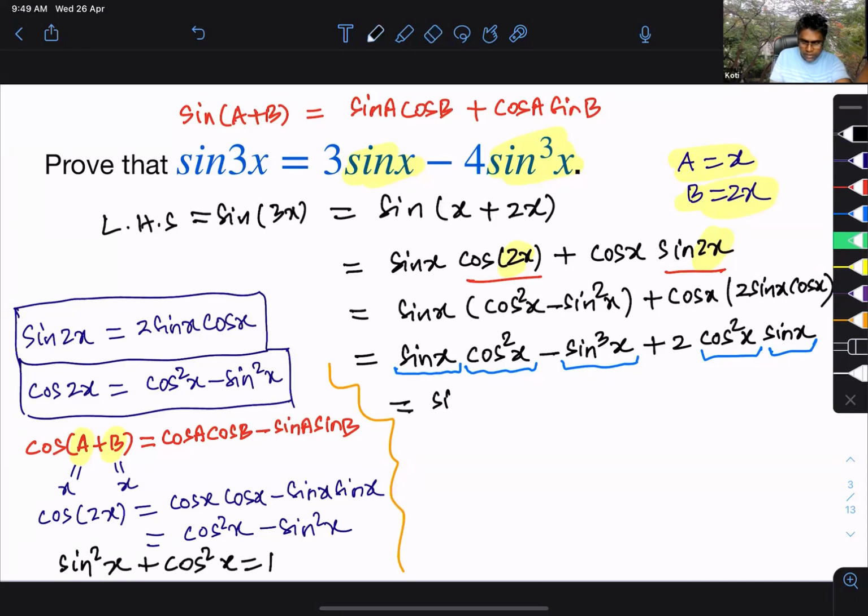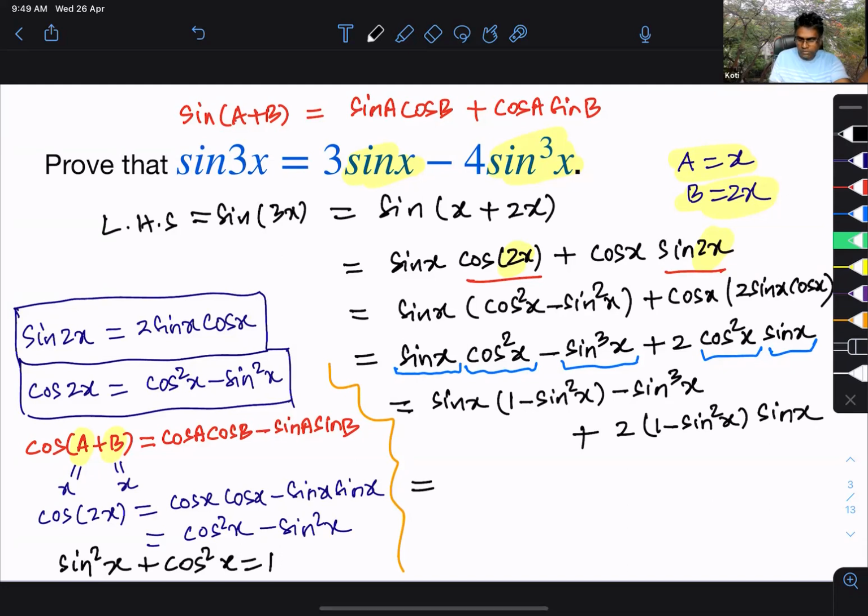So I have sin x. Cos square x, I can write as 1 minus sin square x. So I don't have to change here. Sin cube x will be as it is, plus 2 times, I have another cos square x. So I'll write that as 1 minus sin square x multiplied by sin x. Now again, we need to distribute and then collect the like terms together.